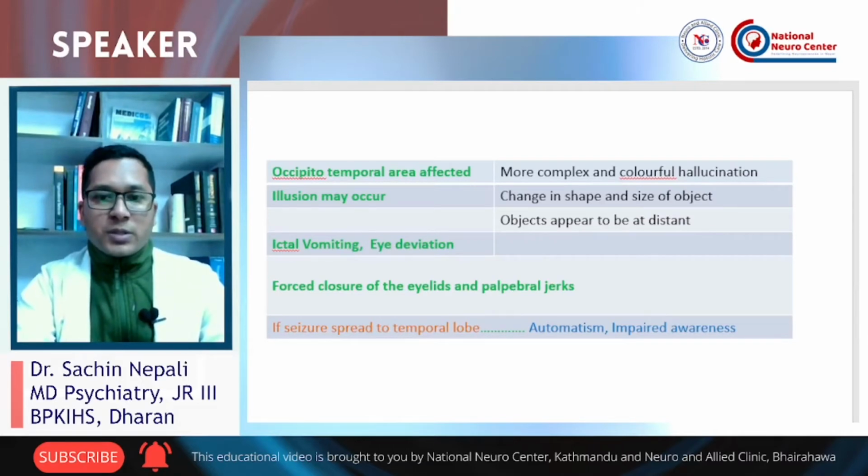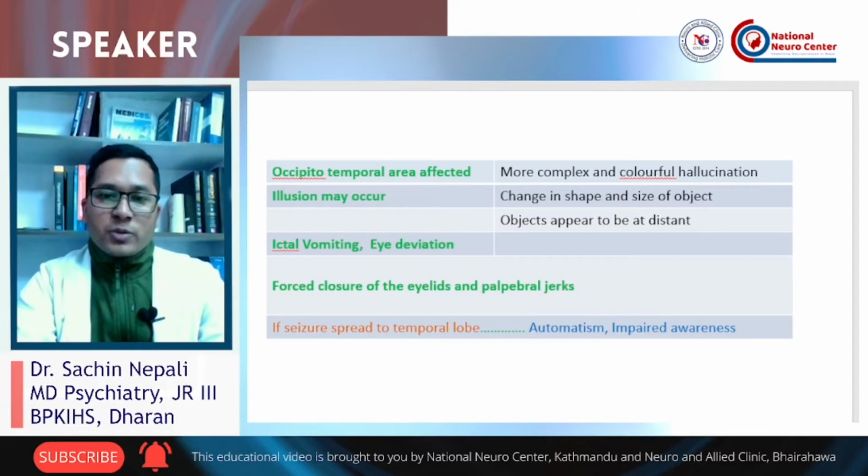If the occipital temporal area is affected, then more complex and colorful hallucinations will be present. An illusion may occur, that is change in the shape and size of the object, and the object appears to be at a distance. For example, if a belt is shown to the patient, then he or she could perceive it as a snake. So this is one example of illusion.